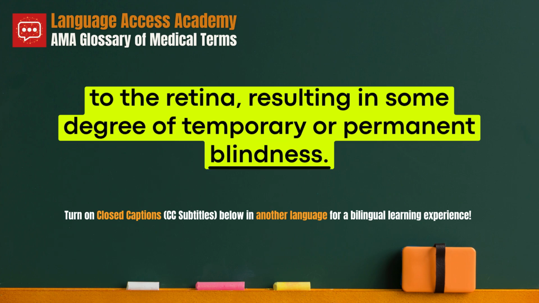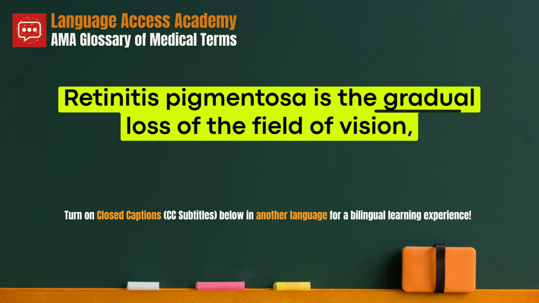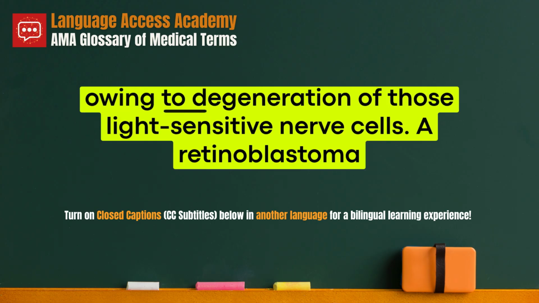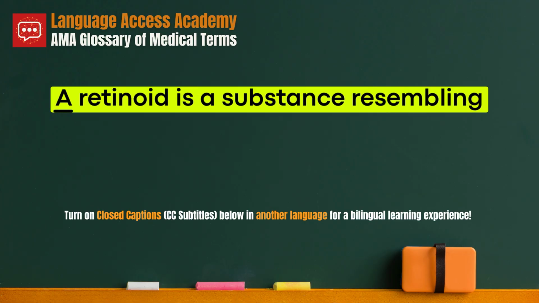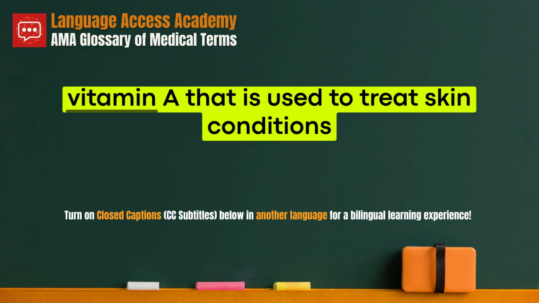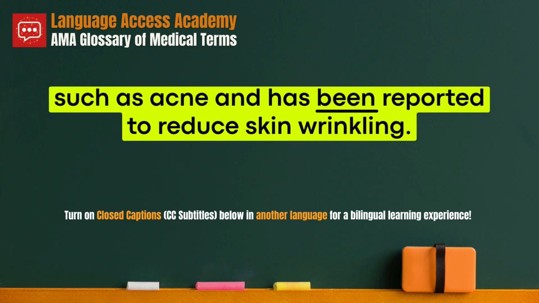temporary or permanent blindness. Retinitis pigmentosa is the gradual loss of the field of vision, owing to degeneration of those light-sensitive nerve cells. A retinoblastoma is a hereditary cancerous tumor of the retina affecting infants and children. A retinoid is a substance resembling vitamin A that is used to treat skin conditions such as acne and has been reported to reduce skin wrinkling.